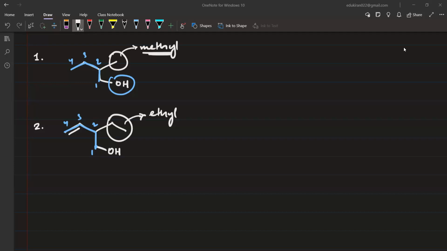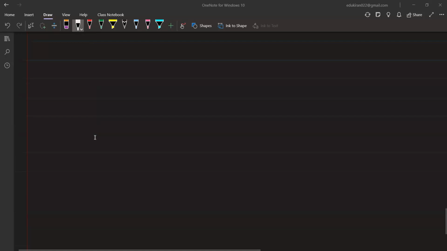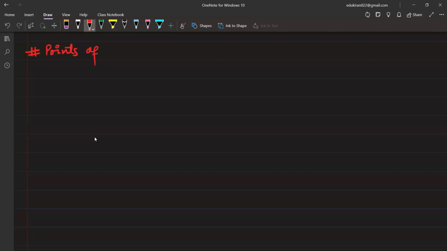So tert butyl chloride, that is not IUPAC naming. So how will we understand those type of names? Please see, a very important concept is the different points of attachment. Points of attachment to parent chain.